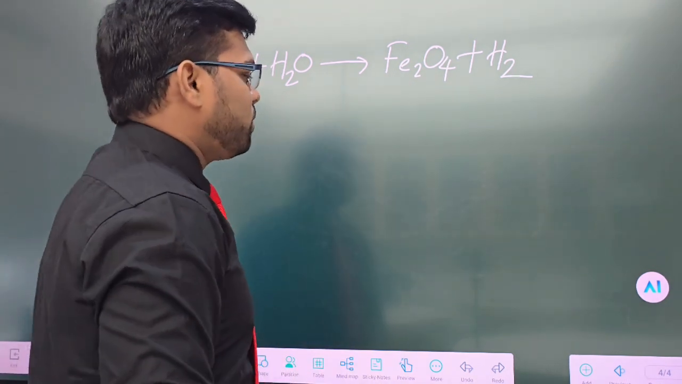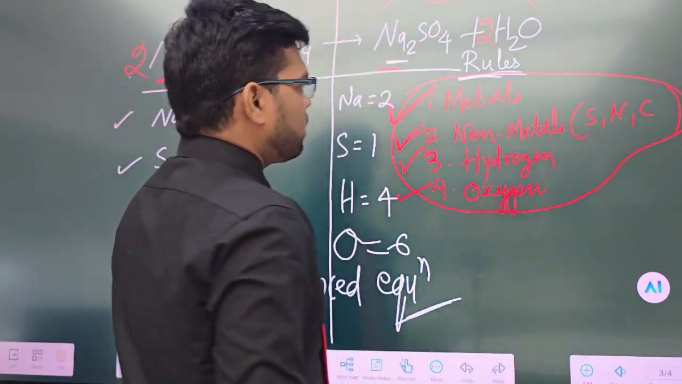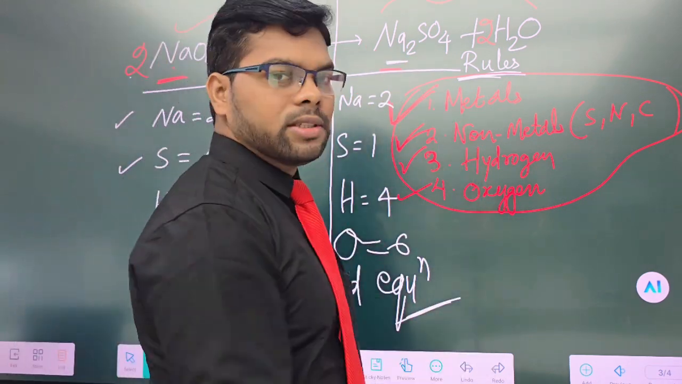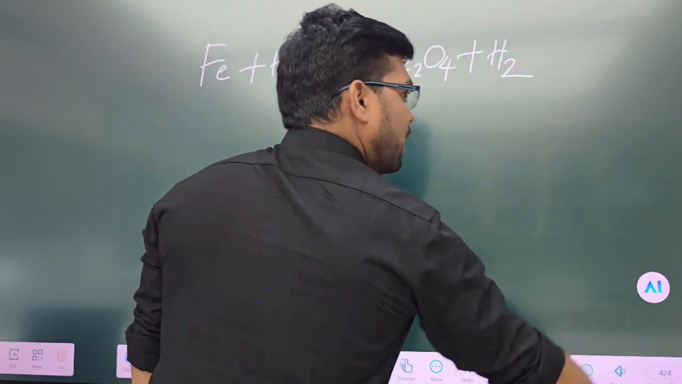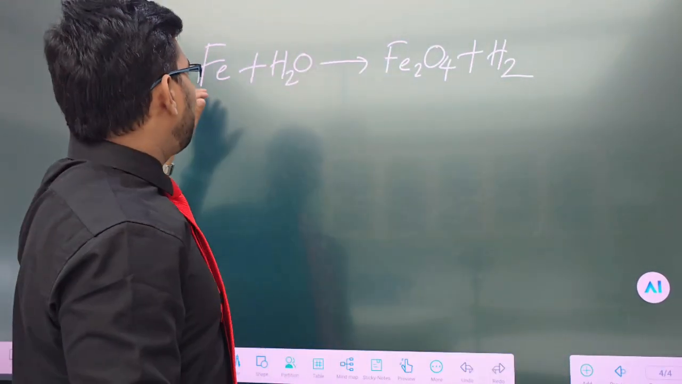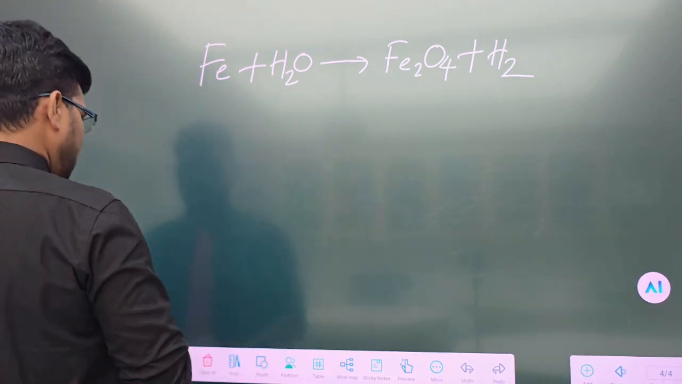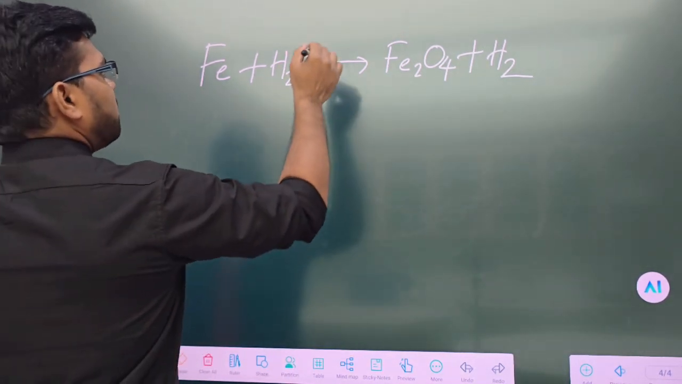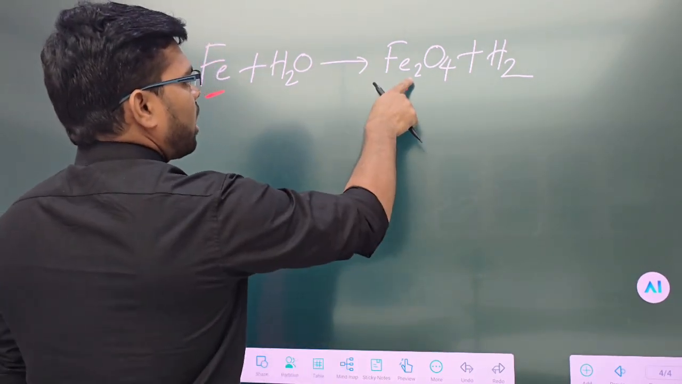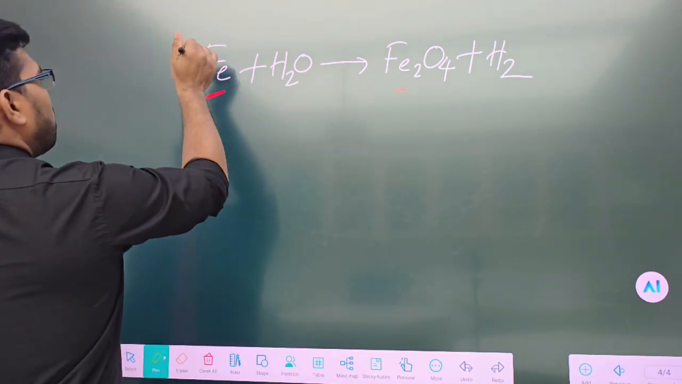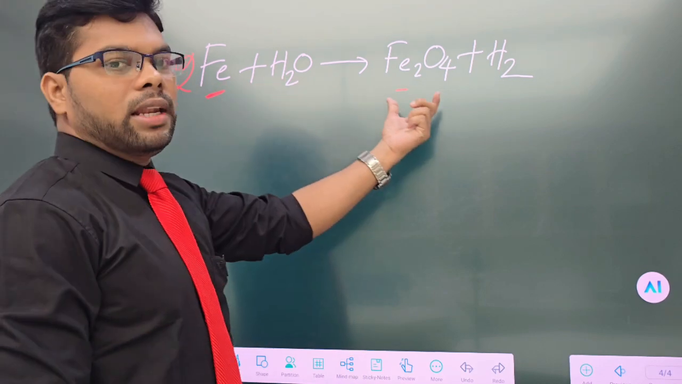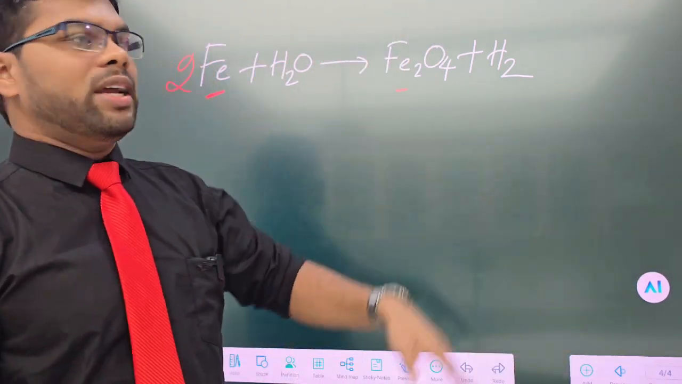Yes. What is the rule? The rule says the metal has to be balanced first, then non-metals, followed by hydrogen and oxygen. Clear? Now let us balance it. So first step, I need to see what metal element is present. What is the metal element? Your iron. So here we have 2 iron on the product side. However, the reactant side has only 1. So therefore I multiply by 2. So now iron is balanced. Iron is equal on the left side and right side.